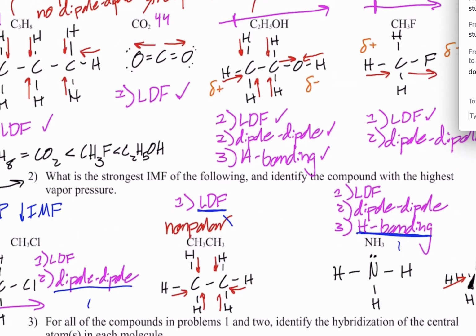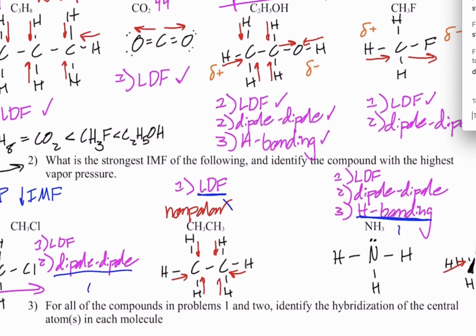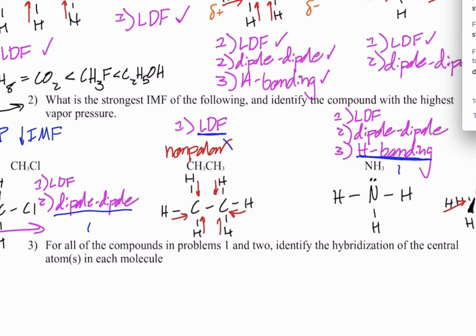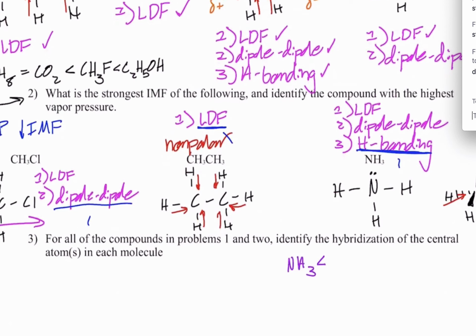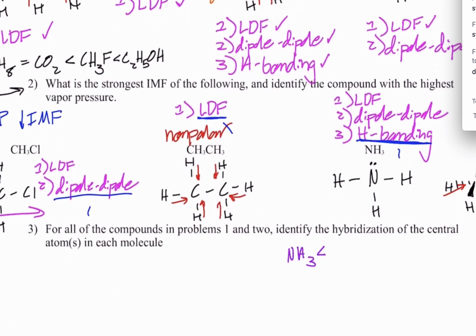So weak intermolecular forces mean it's going to evaporate easier, and as a result, it's going to evaporate more at the same temperature. So it's going to have a higher vapor pressure. So just to rank these to give you an idea, NH3 is going to have the lowest vapor pressure. So I'm just going to write that down here. NH3 has the lowest vapor pressure because it has the highest intermolecular attraction. It has hydrogen bonding, so it takes a lot of energy to cause that to vaporize. So it's not going to vaporize as much.